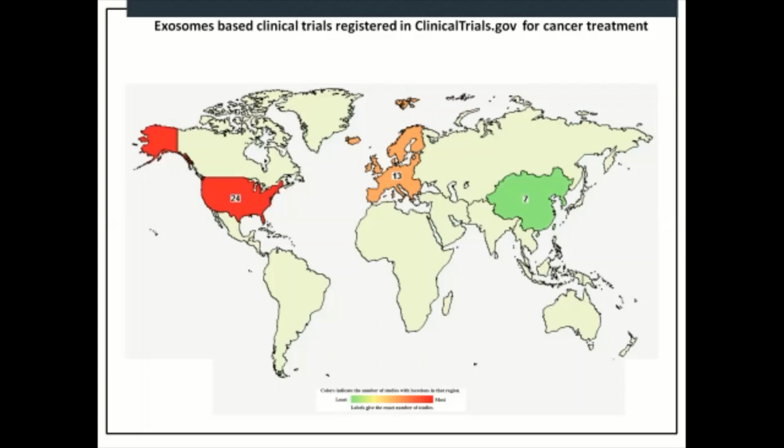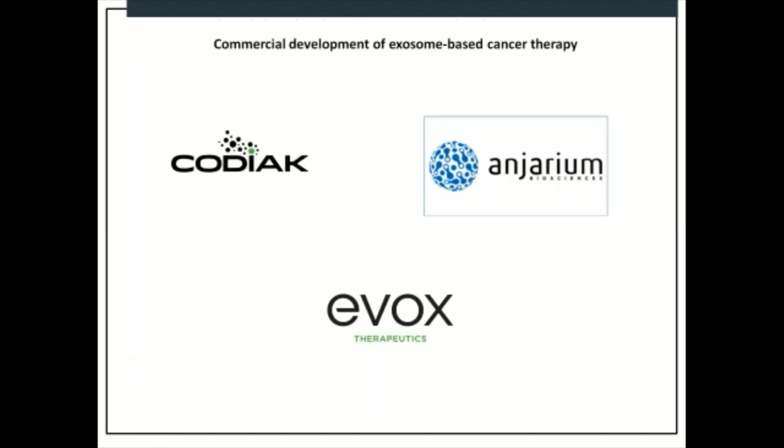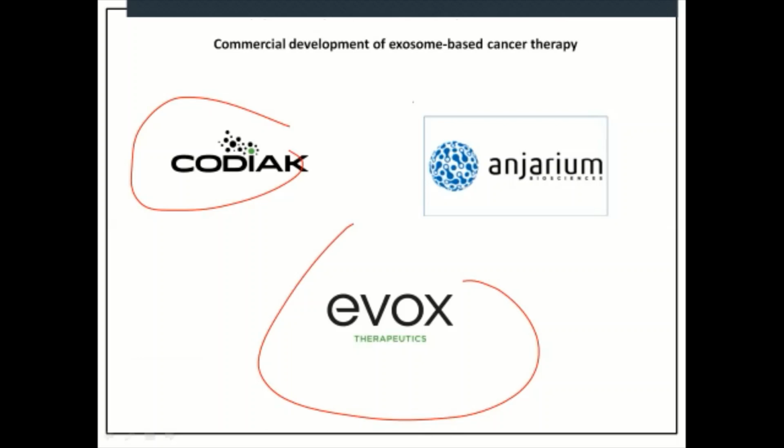Thereby, this property is also very important in targeting cancer cells. And over here, we can see there are almost 40 clinical trials that have been registered in clinicaltrials.gov that use exosomes as a therapeutic platform. So there are various companies as well, that is Codiak, Aegirum, and Evox, which use an exosome-based cancer therapy platform.